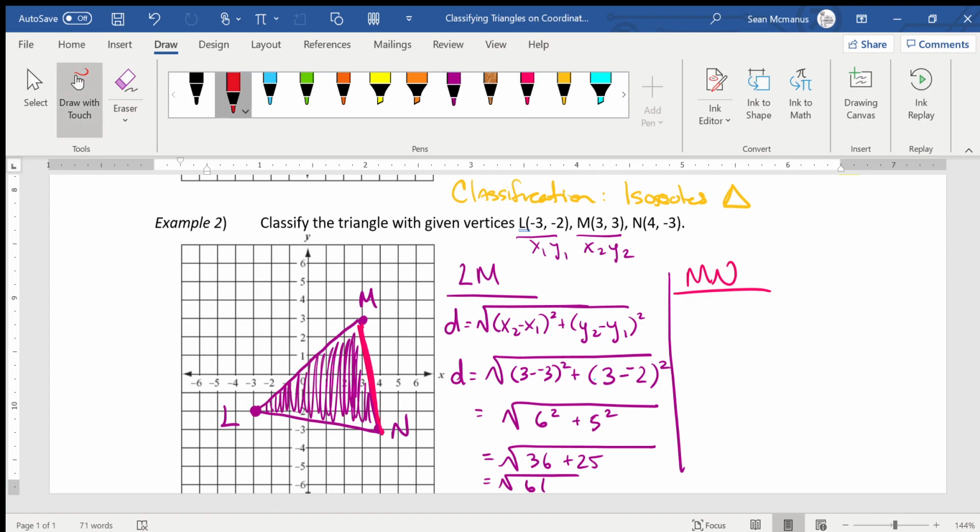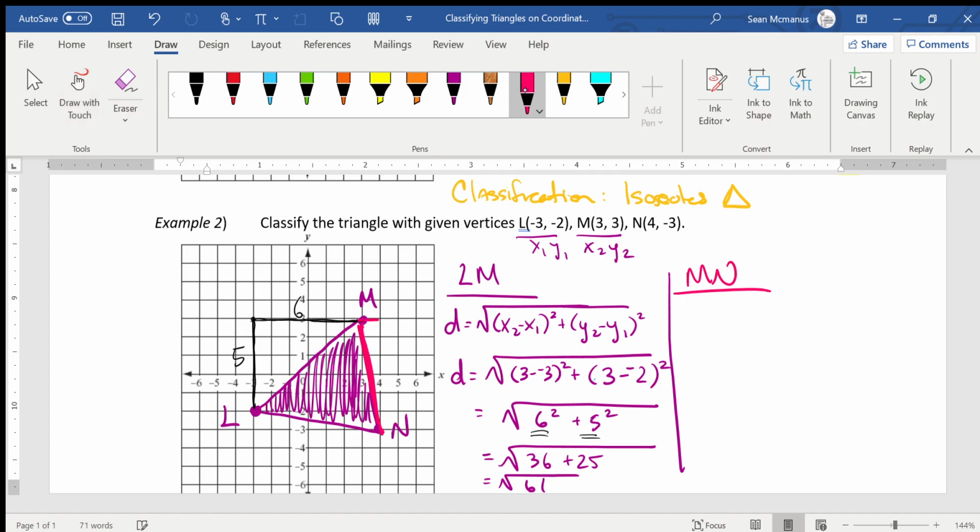Before we move on, if I look at that side LM, if I were to make a triangle like this, I would see that I would have 1, 2, 3, 4, 5 in this direction, and 1, 2, 3, 4, 5, 6 in this direction. 6 and 5, those are the two numbers that I was able to find using the coordinates right here. So whichever you prefer.